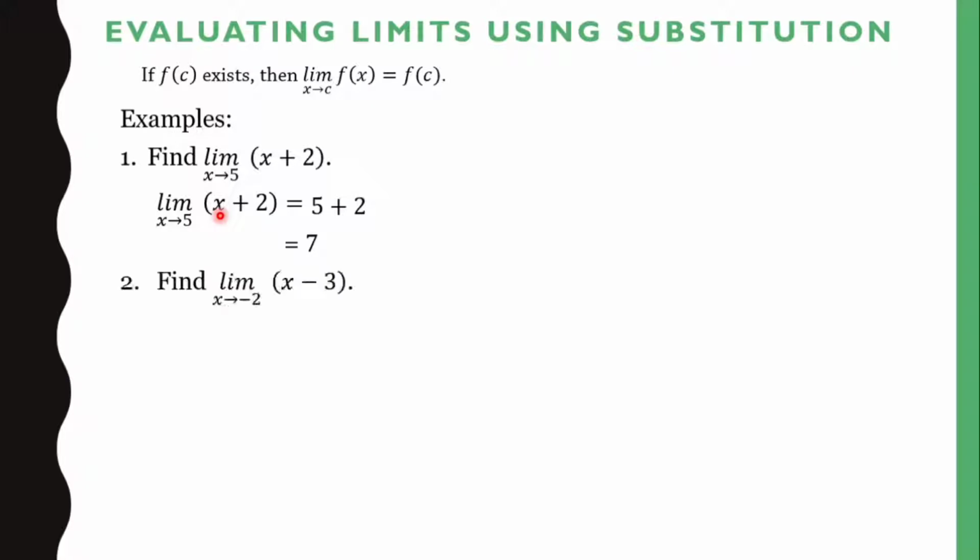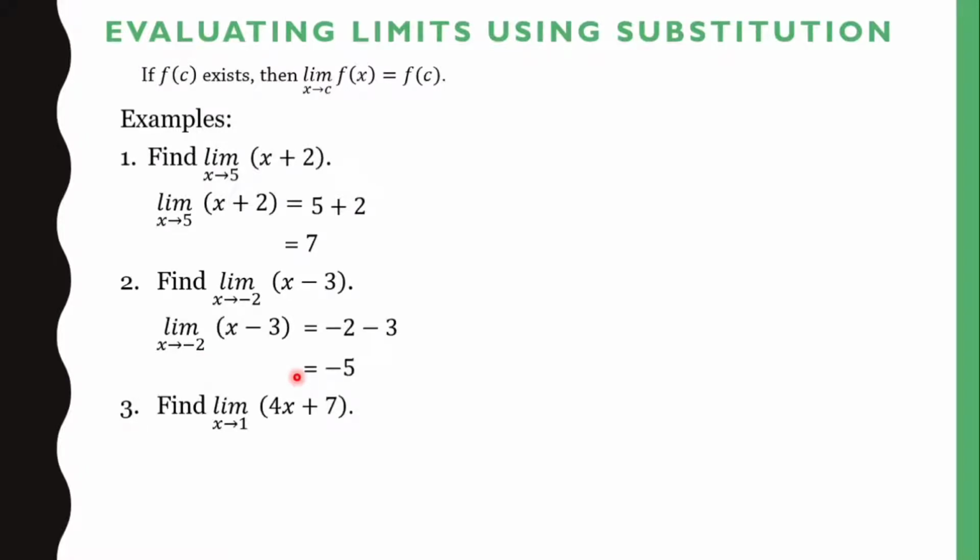Instead, you directly substitute the value of c to x. Another example, we will find the limit of x minus 3 as x approaches negative 2. Again, we will substitute negative 2 to x. So that would be negative 2 minus 3. Simplify, that would be negative 5. Therefore, the limit of x minus 3 as x approaches negative 2 is negative 5.